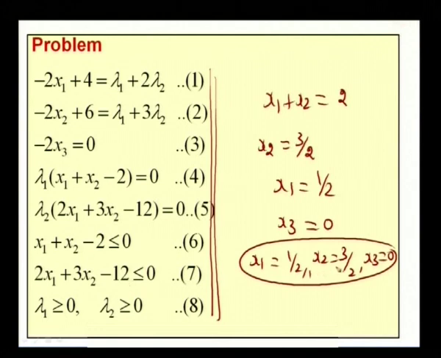Now, with this value of x 1 x 2, all the equations from 1 to 8 are satisfied. If you substitute this value of x 1 x 2 in the equations, both equations 6 and 7 are satisfied. Therefore, this solution satisfies all the conditions of the Kuhn-Tucker conditions. Therefore, the optimum solution to this problem is x 1 equal to 1 by 2, x 2 equal to 3 by 2, x 3 equal to 0 with maximum z equal to 17 by 2.